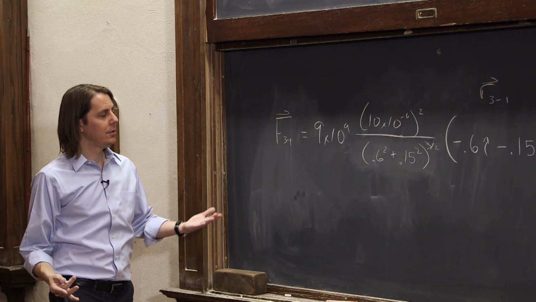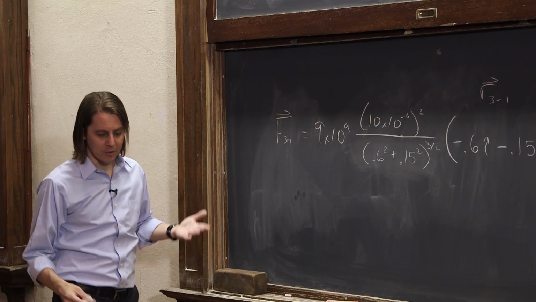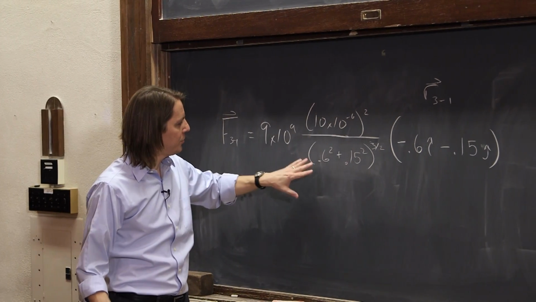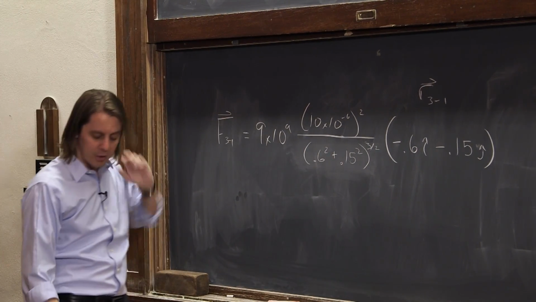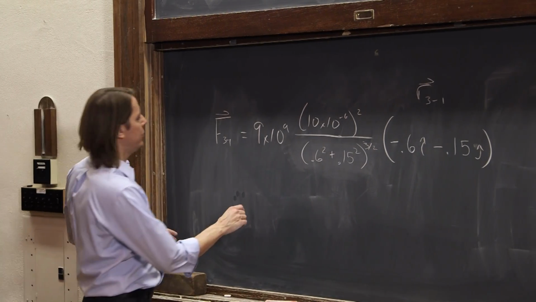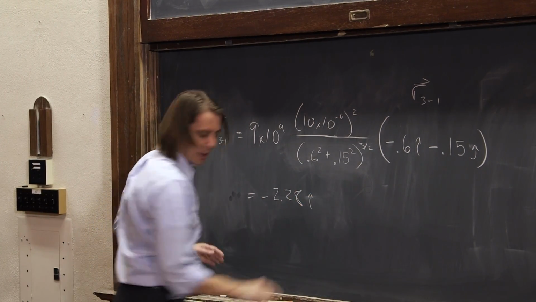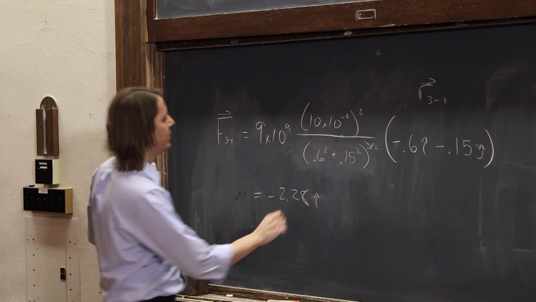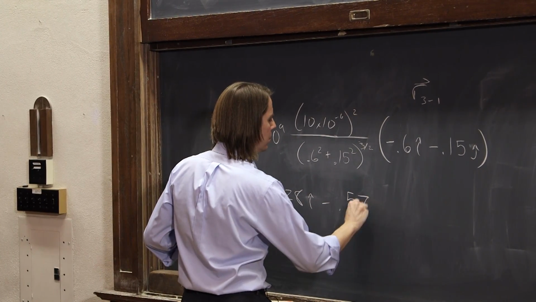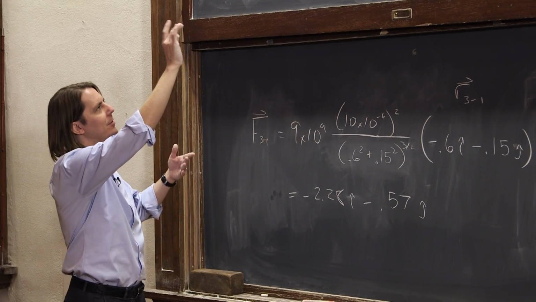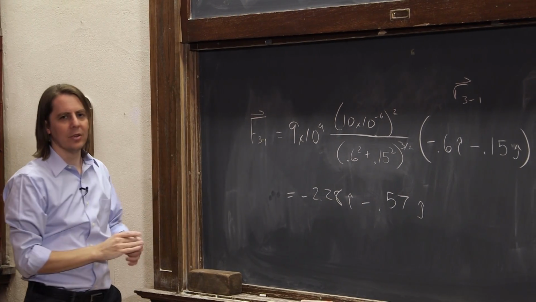And that's it. That is your vector. If you break that down into components, solve everything, do this 0.6 squared plus 0.15 squared to the 3 halves, you'll get minus 2.28 I hat and minus 0.57 j hat. It gives the same thing we got last time. And then when you go add them up, F21, F41, F31, of course, you still get the same thing.